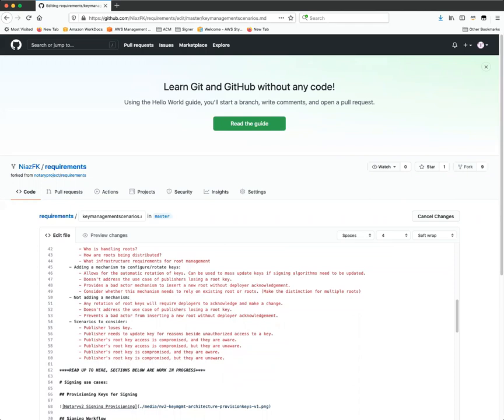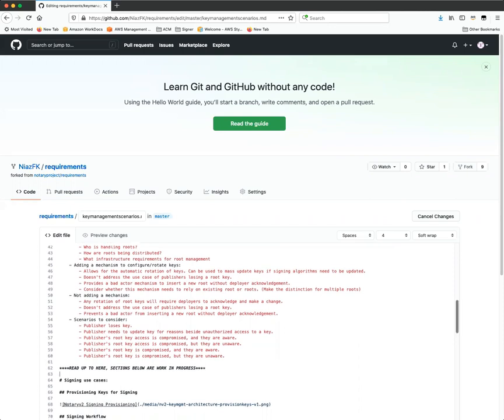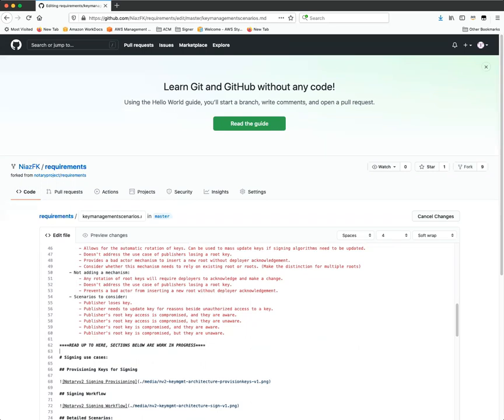Sorry. Okay. And then in terms of scenarios to consider, because I think I've found the scenarios to be very helpful in walking through what different use cases would be. So far, I've got publisher loses key, needs to update key for maintenance reasons, whether your key's expiring or you want to move to a more secure key type. And then some of the compromise scenarios. Anything else you think we should consider here?